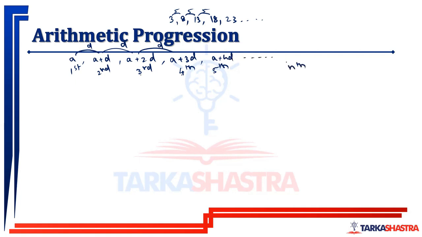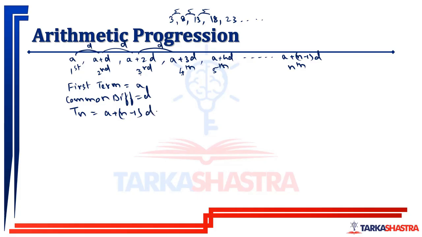What will be the nth term? It will be A plus n minus 1 D. Okay, this is how your arithmetic progression works. Now that we are working on arithmetic progression, we have understood that A is your first term, common difference is D, and your nth term is A plus n minus 1 D.